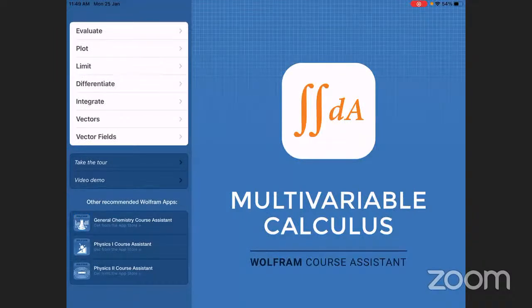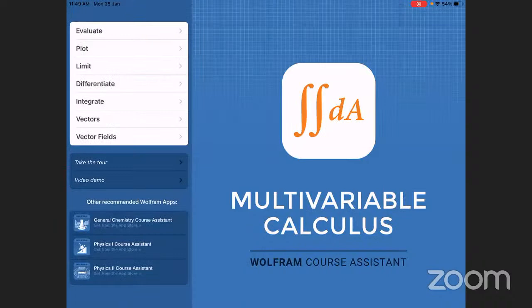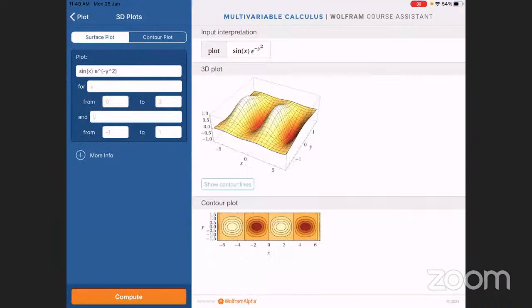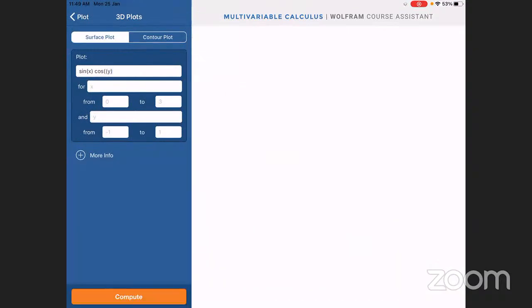This multivariable calculus will also be taught at the BSc level for the students, wherein you will have plotting; 2D plots and 3D plots are available here. If you look into 3D plots, say sine x times e to the power minus y squared by y squared, if I ask you to compute the graph of this. And instead of this, you can put some other graph. Yeah, let's put cos y. If I ask the machine to compute this graph, sine x cos y.